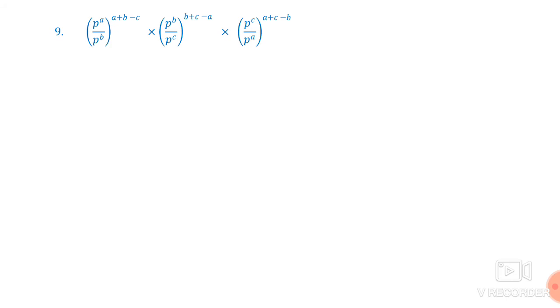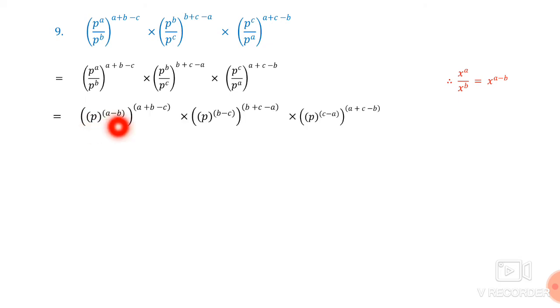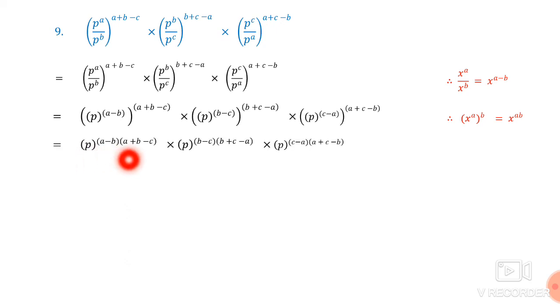Question number 9. It is also same as the previous questions. Okay, rewrite the question. Again, we can apply the rule inside the bracket. We will write p exponent a minus b, p exponent b minus c, p exponent c minus a. Whole exponent is written as it is. We have exponent over an exponent, so we are going to multiply both the exponents. According to the law, it will be p exponent a minus b bracket a plus b minus c. Okay, both the exponents will be multiplied with each other.